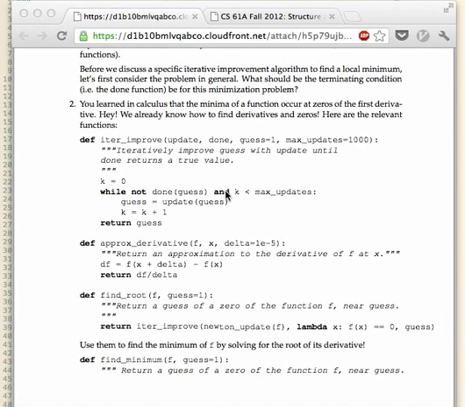Okay, let's move on to 4.2. So you learned in calculus that the minima of a function occurs at the zero of its first derivative. Okay, so for number 2, we're going to use that fact to try to find the minimum of f. Okay?